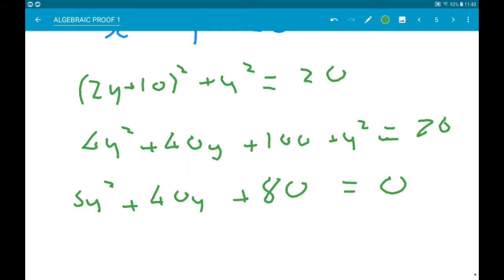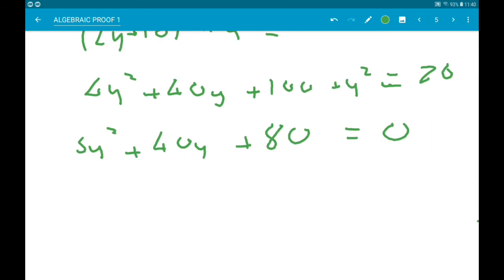Okay then, now ideally, if we can, we want to now factorise this. Before you do that though, and this is a very common step with quadratic simultaneous equations, check for common factors. It's going to make life easier to cancel out any. So here, there is now a common factor of 5. So we're going to divide through by 5. So we're going to get y squared, add 8y, add 16 is equal to 0.